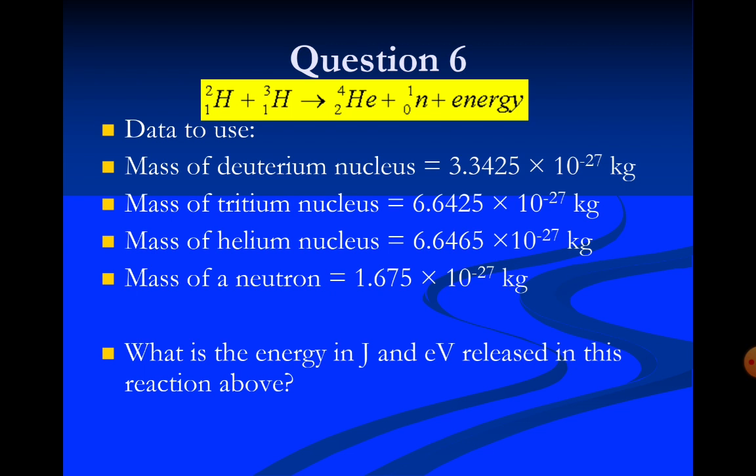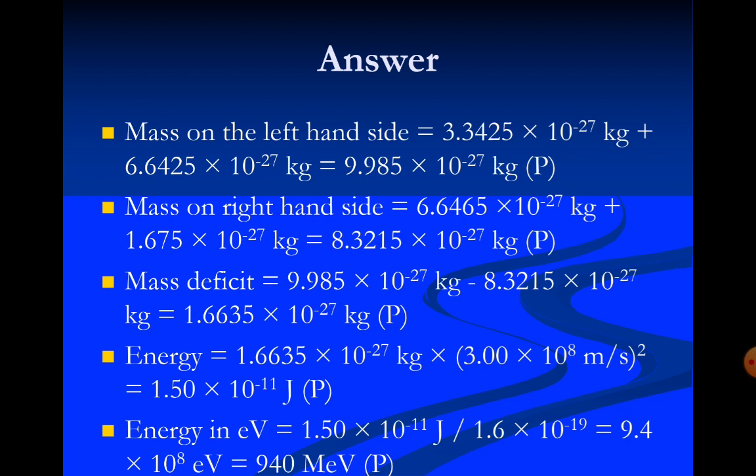Again, we will look at the mass deficit. Try to find out what the energy would be. Alright, let's look at the process. On the left hand side, we calculate the mass. On the right hand side, we calculate the mass, then we calculate the mass deficit, which is about 1.6635 times 10 to the negative 27 kilograms. Using Einstein's equation, we get an energy of 1.5 times 10 to the negative 11 joules, and we can convert it into mega electron volts.